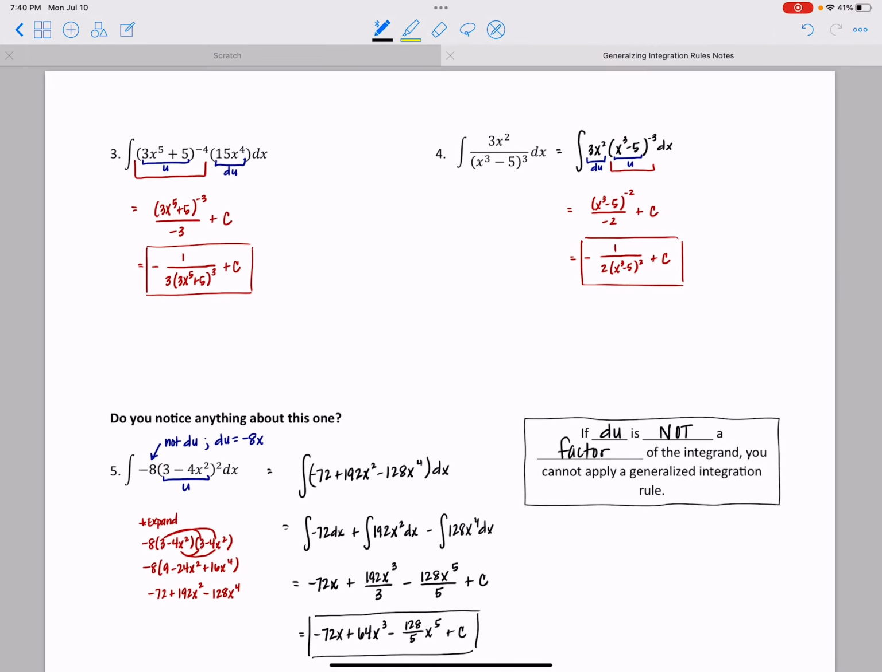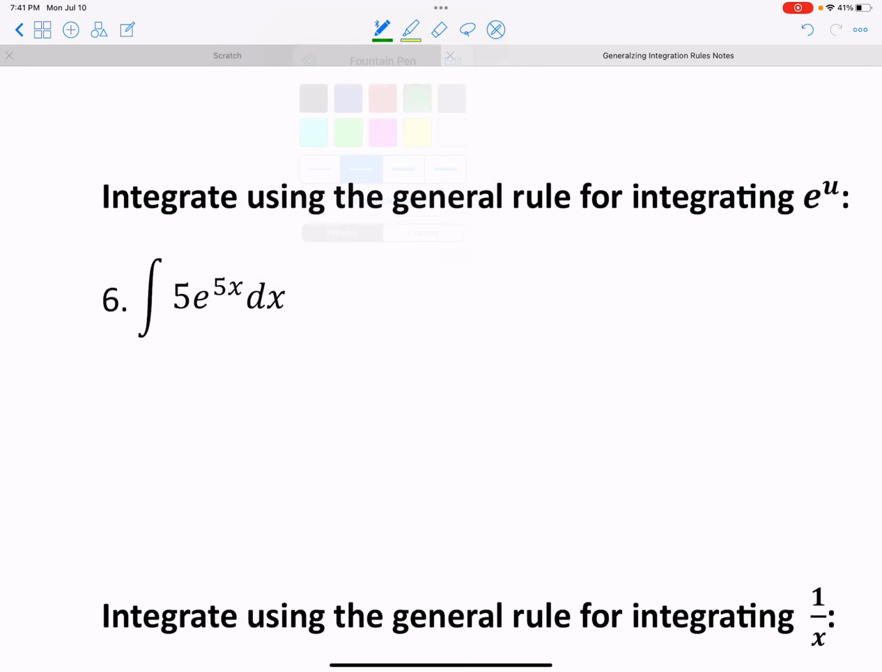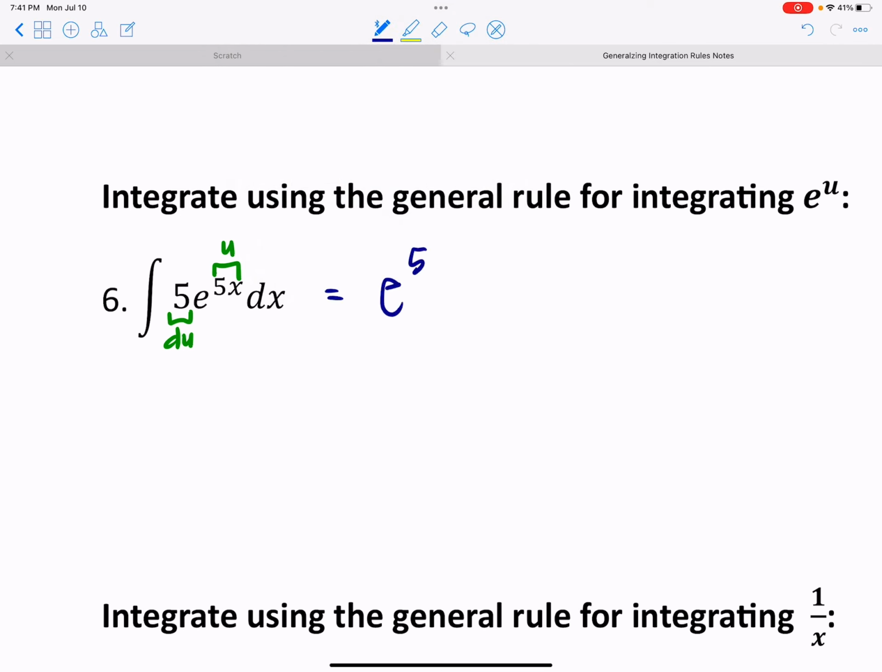Alright, so we did a whole bunch with the power rule. Let's just try a few with the other rule. Integrate using the general rule for integrating e to the u. So the integral for e to the u is just e to the u. But we can only apply that general rule if du is a factor of the integrand. So here's our u, right? Here's u as 5x. The derivative of 5x would just be 5, so we have it. Du is here. So then this is just going to be equal to e to the 5x, right? The integral of e to the u is e to the u. So the integral of e to the 5x is e to the 5x.